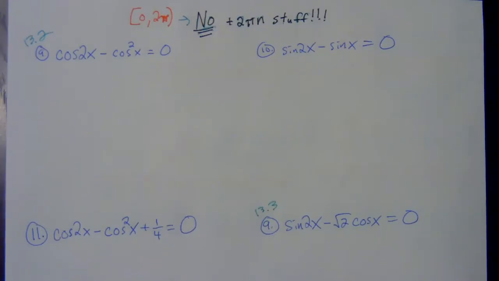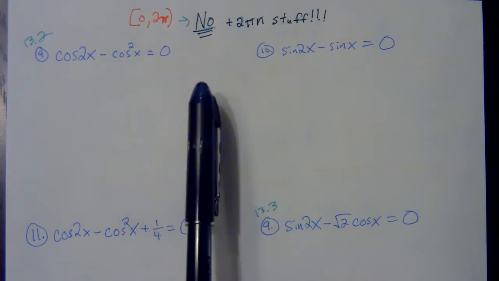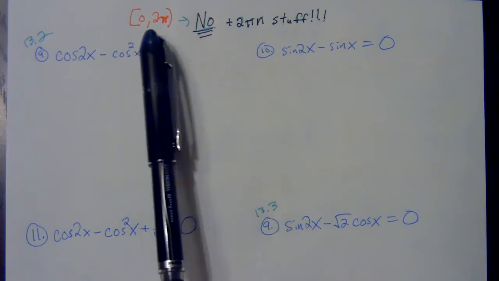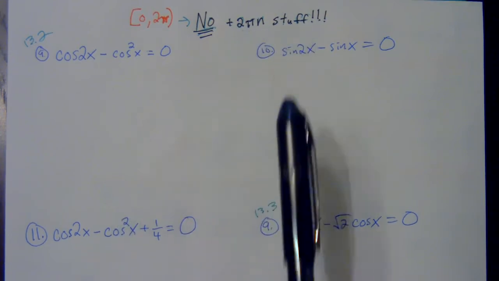I'm going to work out all 6 of the problems, the last 3 on the 13.2 and the last 3 on the 13.3 worksheets in this video. And I want to point out these don't say all solutions. It says all solutions in between 0 and 2 pi, which means you don't need to do the plus 2 pi n stuff. Please watch for that.